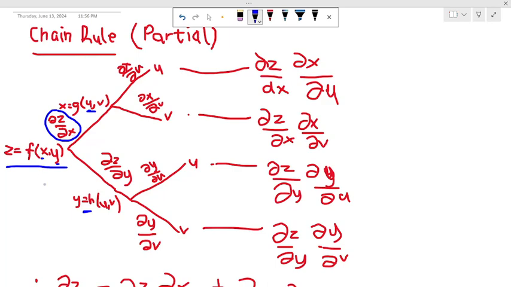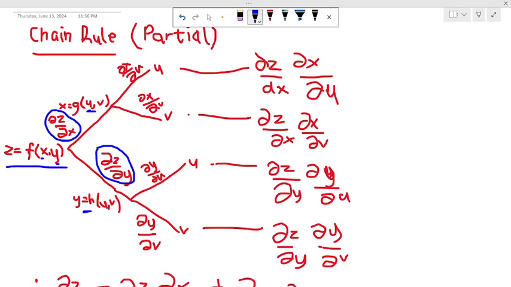Okay, now let's consider differentiating z with respect to y. Differentiating z with respect to y also becomes a partial derivative. Why? This is because our function is dependent on x and y. So therefore, differentiating z with respect to only one variable becomes a partial derivative. Now moving on to the functions x and y themselves. Those two functions are dependent on u and v.